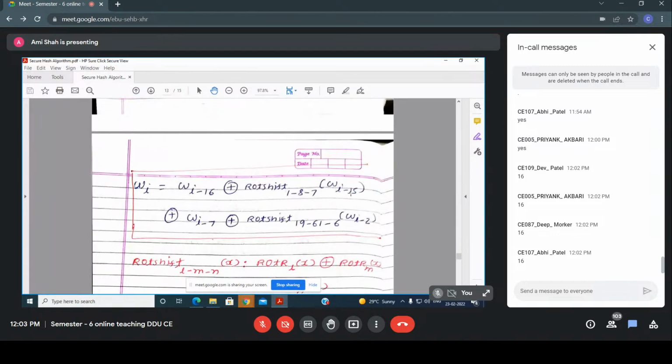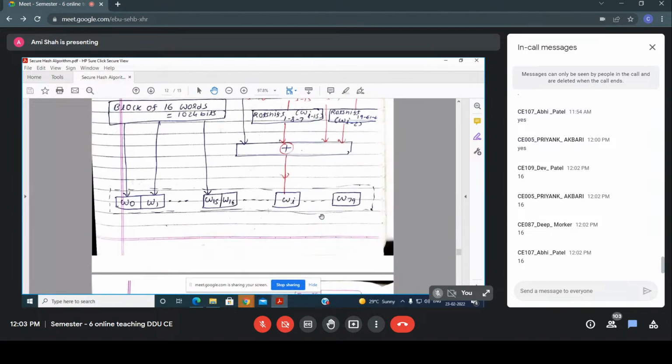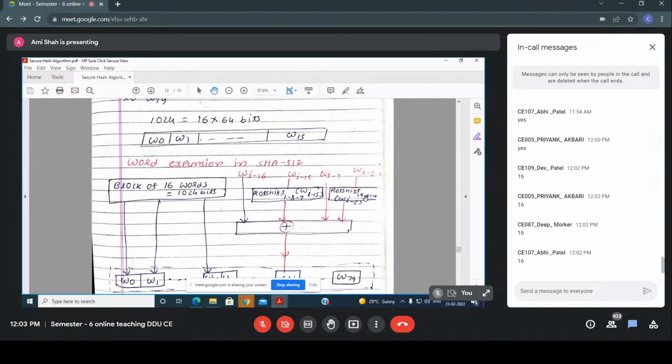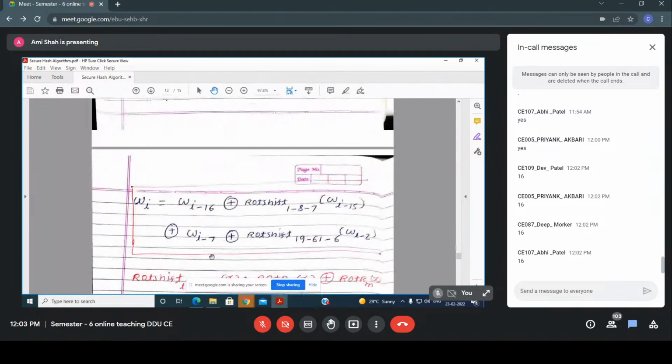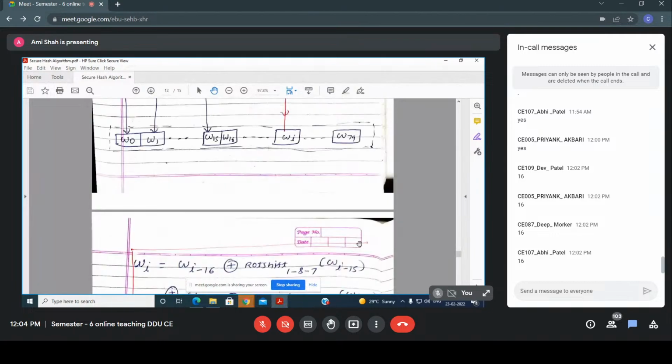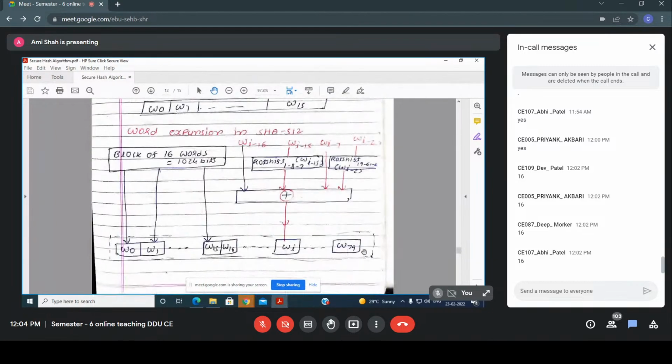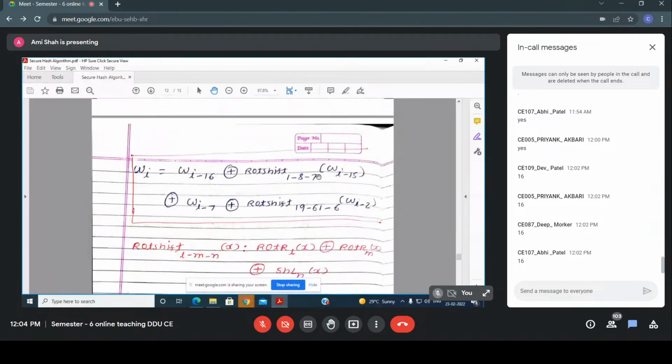WI minus 15. See, this equation is fixed. XOR the rotate shift 19, 61 6, WI minus 2, XOR WI minus 7. So in this way you can find the word.